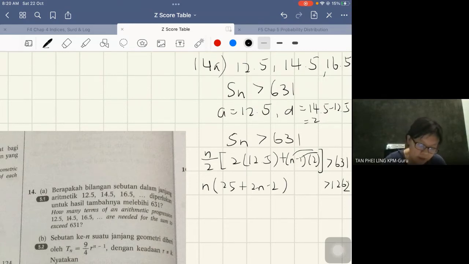So now expand this, 25n plus 2n square minus, sorry, this one can actually simplify first, making it 25 minus 2, 23. Okay, so I'm going to make this 23n. Then minus 2n square minus 1262, bigger than 0. Then you solve the quadratic. This way is a smarter way because you don't waste time guessing.